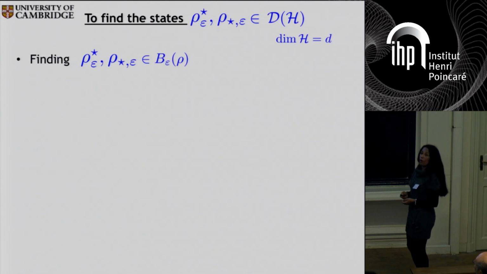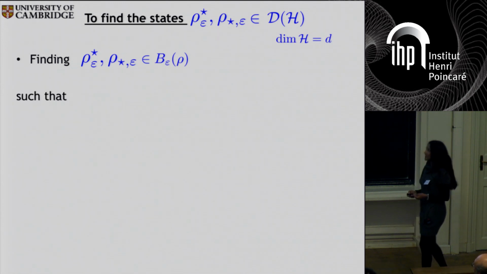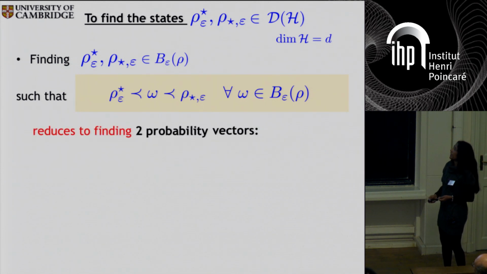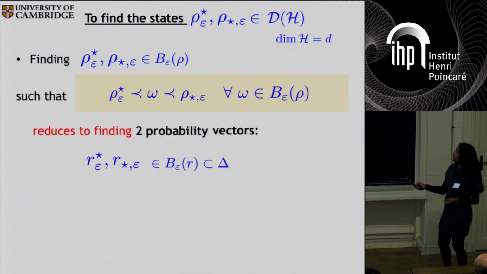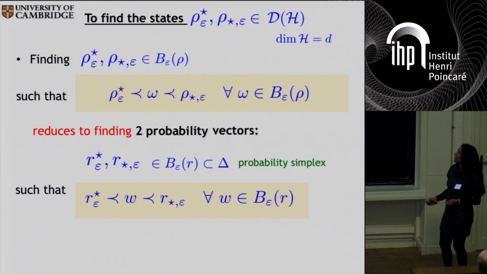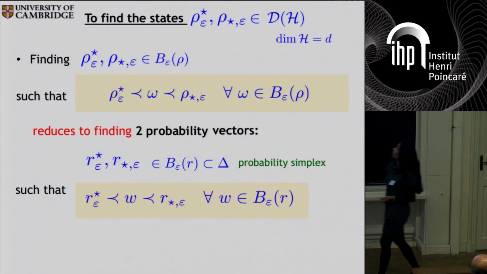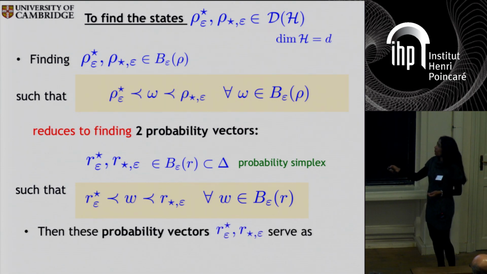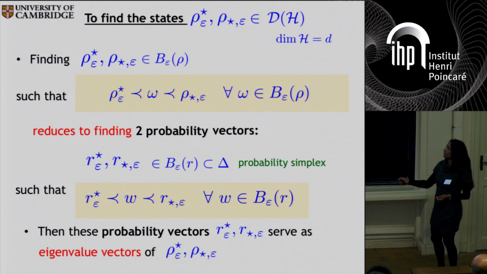So finding rho upper star and rho lower star such that this majorization relation holds then reduces to finding two probability vectors belonging to this ball in the probability simplex, such that the following majorization relation between these probability vectors holds, okay? What happens then? These probability vectors serve as eigenvalue vectors of rho upper star and rho lower star.